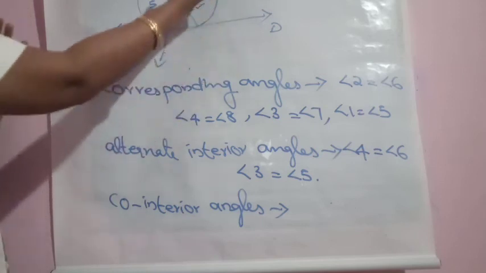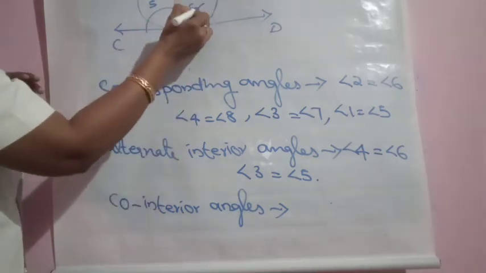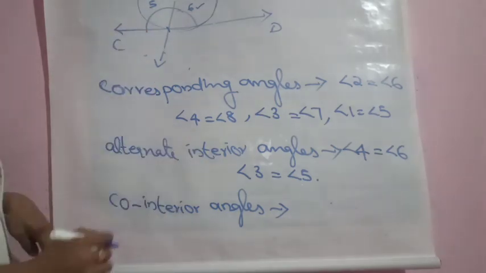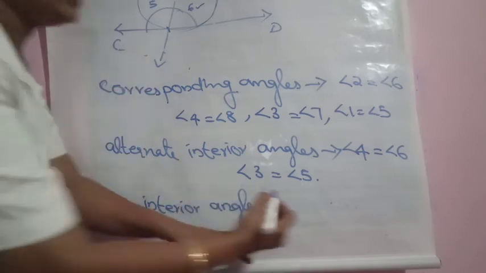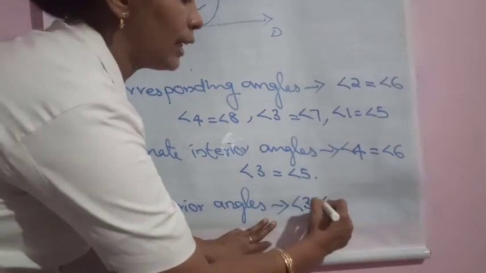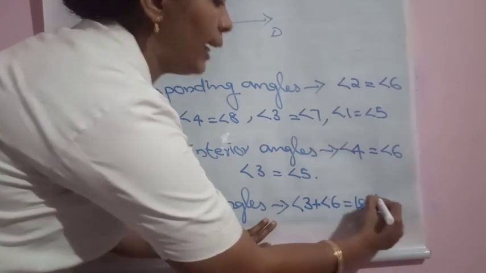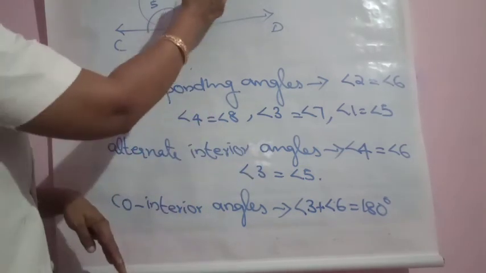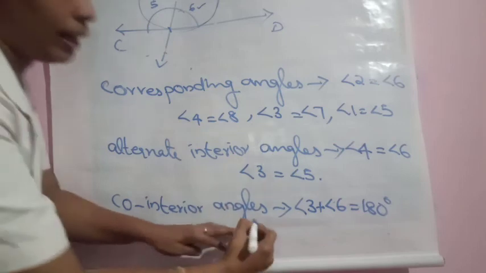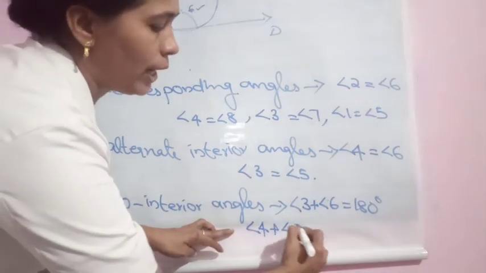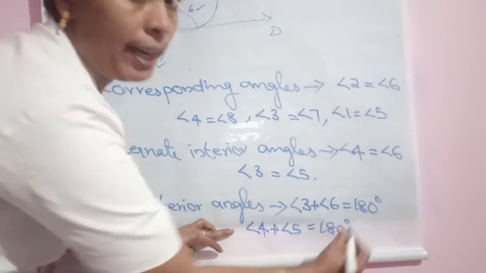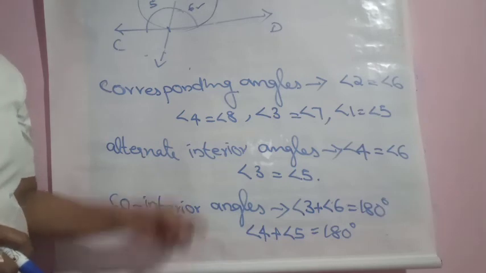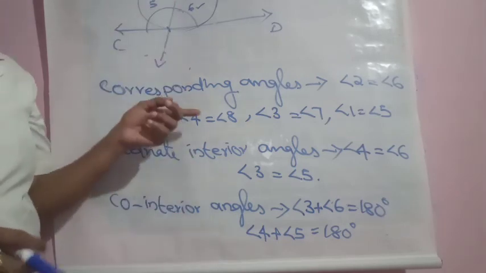Which are the interior angles on the right side? 3 and 6, isn't it? Similarly on the left side, 4 and 5. But in case of co-interior angles, they are not equal. The relation is their sum is 180 degrees. That is 3 plus 6 is 180. Similarly, the next pair, 4 plus 5 is also equal to 180 degrees. Learn the result by heart, then only you can answer the coming questions.